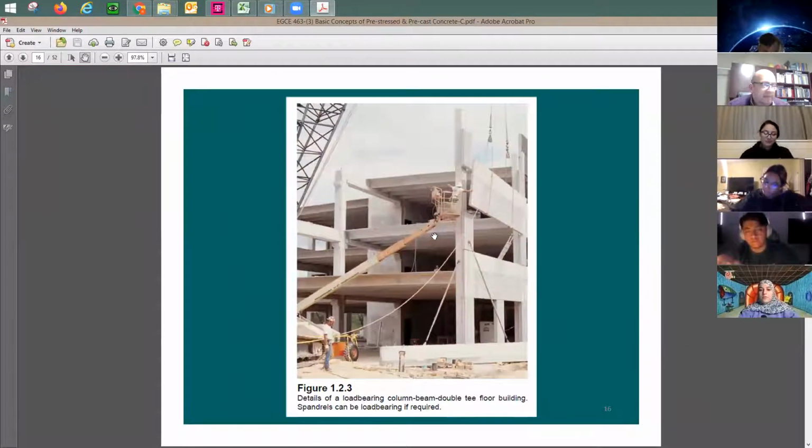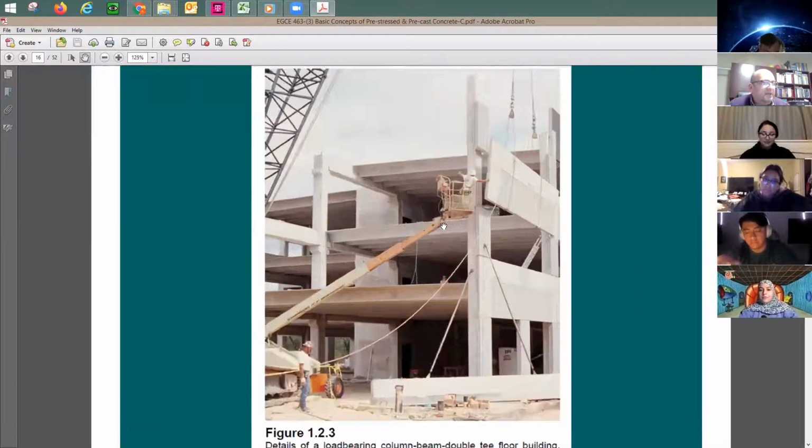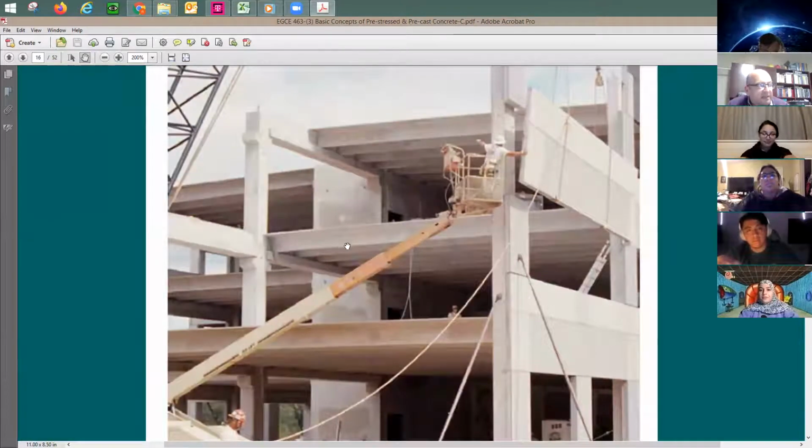This is from a parking structure. And as you see here, you have the double T. This is the double T that you're looking at. So you have one double T. It's going to have two stems or two legs, another one, and they just put it next to each other.